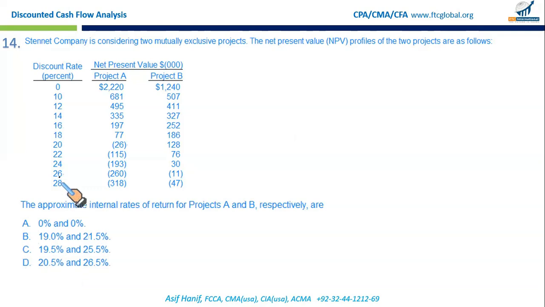When you take D, you have gone beyond 20, because our NPV is getting 0 somewhere here, not beyond 20. So it's between 18 and 20. 20 is the upper limit. So it means either it's B or C, right?